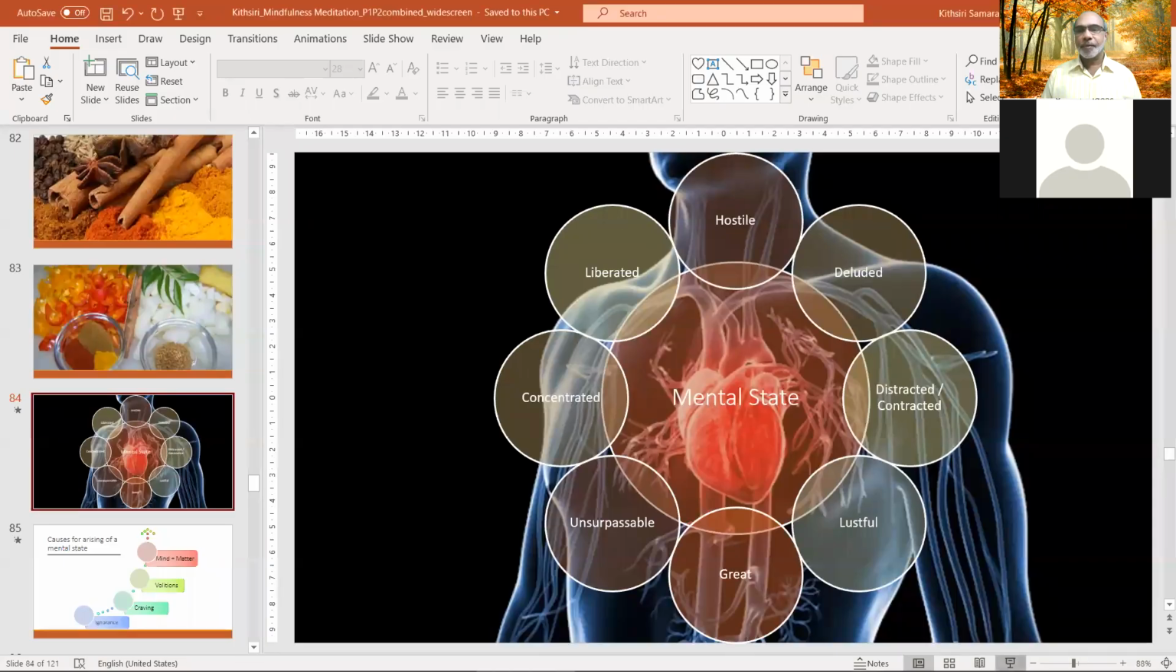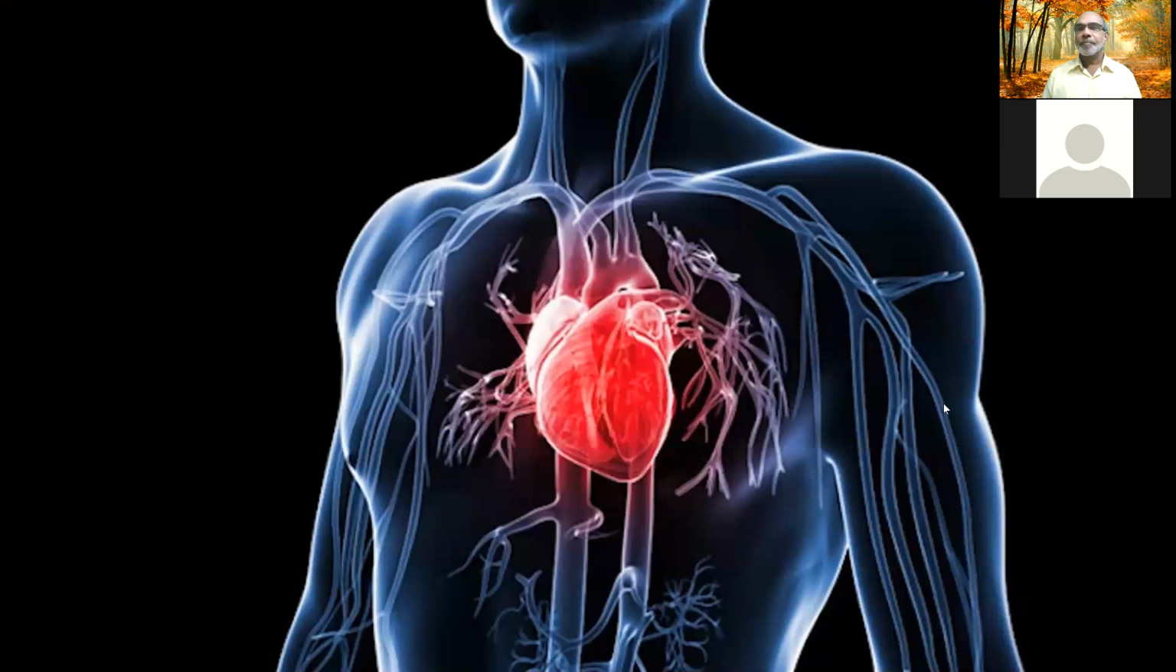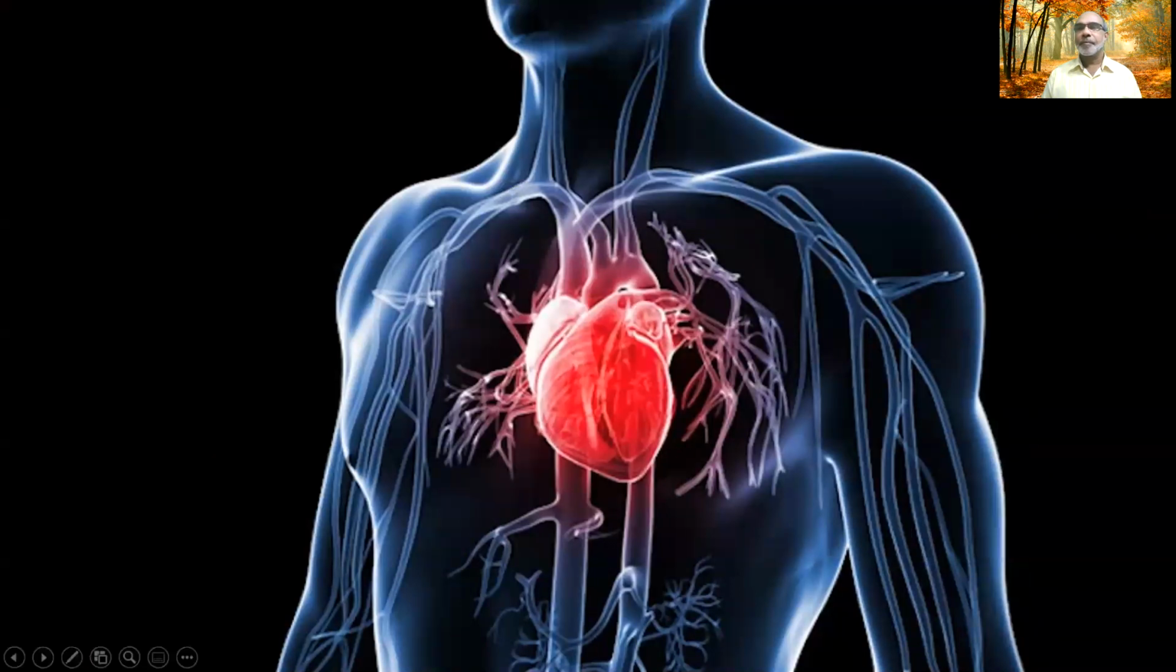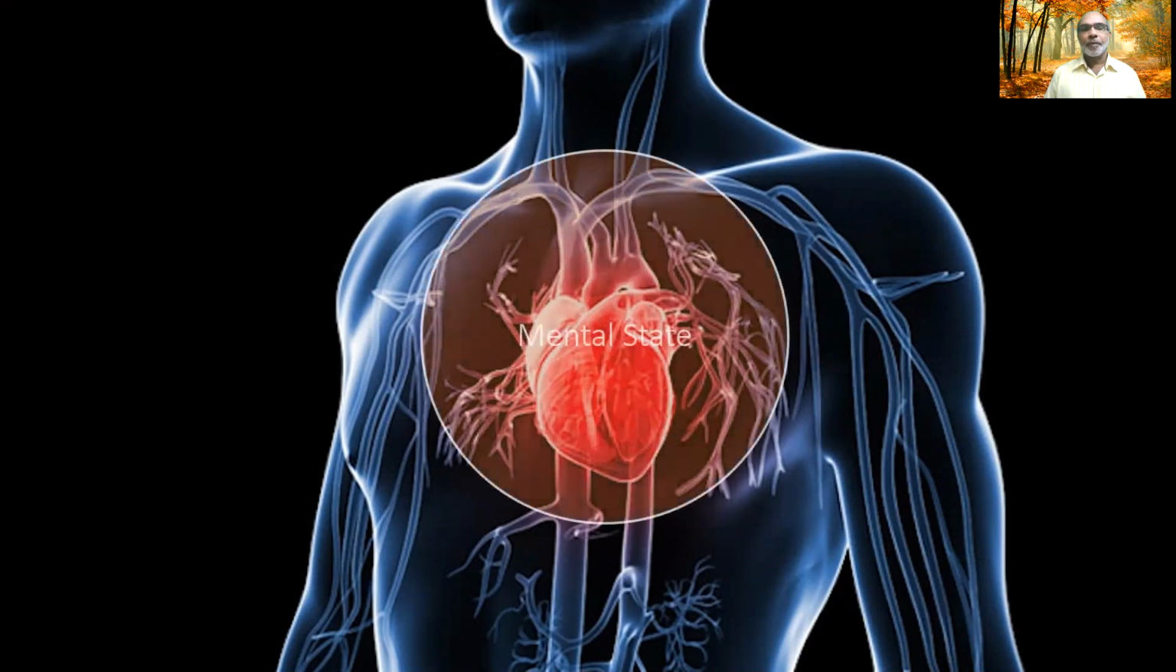Okay, let us start with the summary now. Let me share the screen. Okay, we were discussing 8 different mental states that our mind can take. 4 of them we considered as ordinary states, and the other 4 were called higher states.